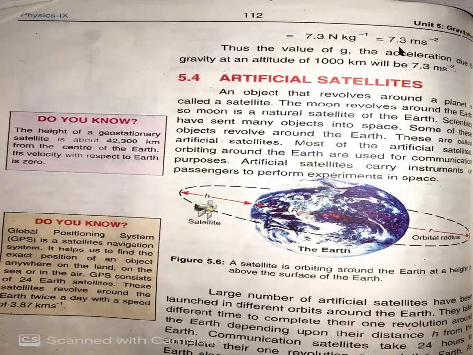So 7.3 meter per second square is the value of g when the body is at a height of 1000 kilometers. As I have already told you, as the body goes up and up, the value of g decreases. On the surface of the earth, everyone knows the value of g is 10 meter per second square. Because we are moving away from the surface of the earth to a height, the value of g is decreasing.